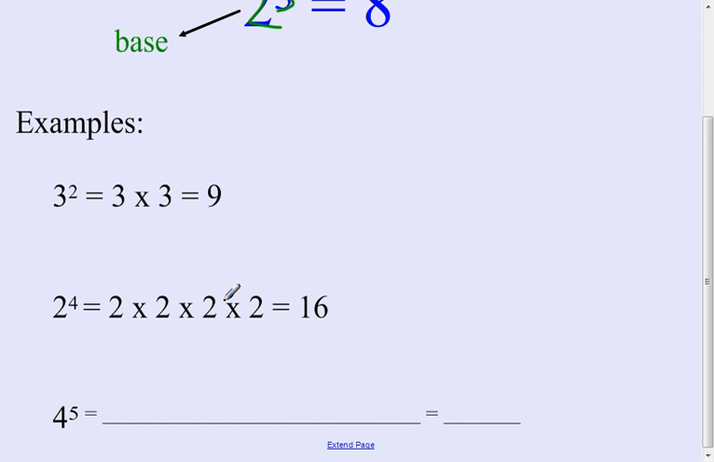2 to the fourth means to multiply 2 by itself 4 times. It does not mean to take 2 times 4 and get 8 for an answer. It means to multiply 2 by itself 4 times. So 2 times 2 times 2 times 2, of course, is 16. When we do 4 to the fifth, then that means to multiply 4 times 4 times 4 times 4 times 4, 5 times. And when I take 4 to the 5th power, I get a really big answer, and I have to get my calculator out so that I can tell you what it is. 4 to the 5th power is, hang on, my calculator's not on.